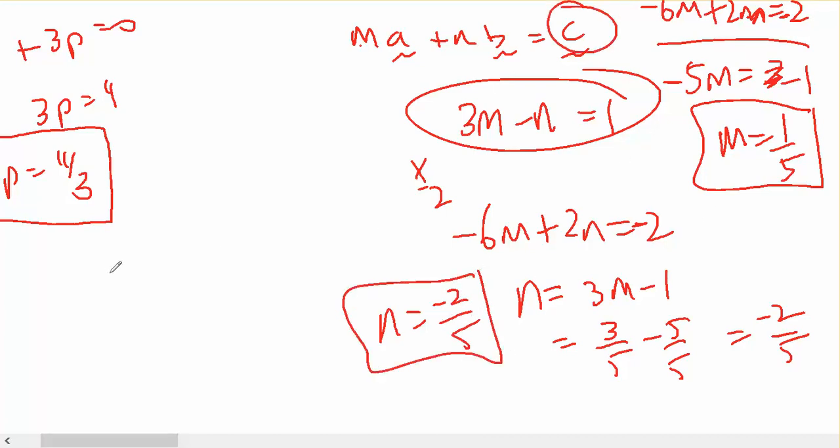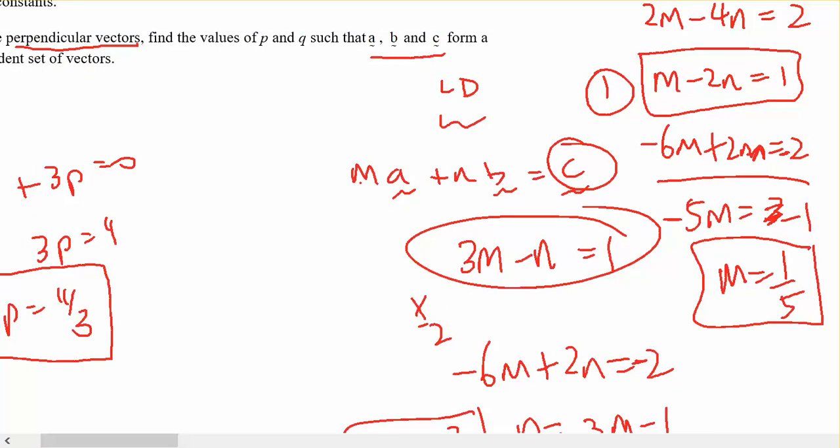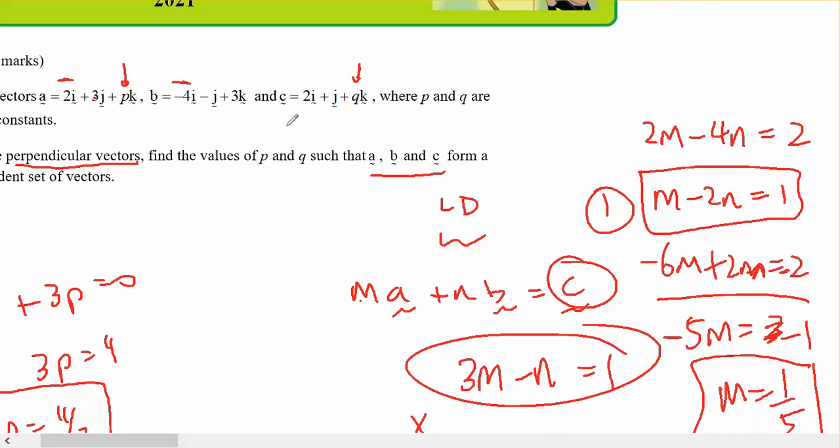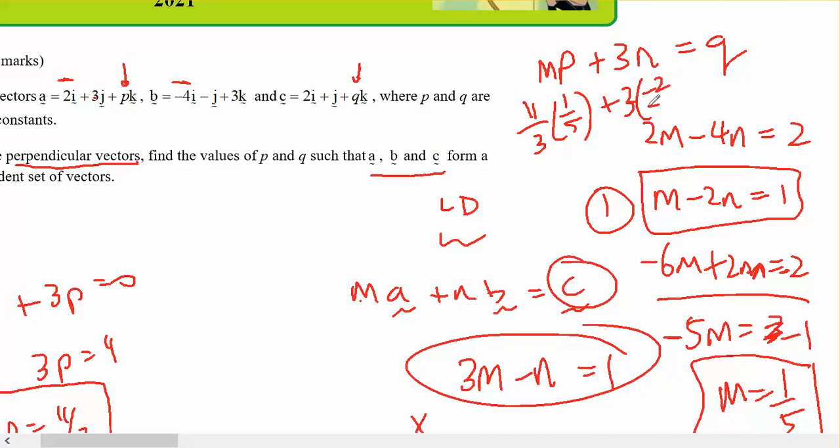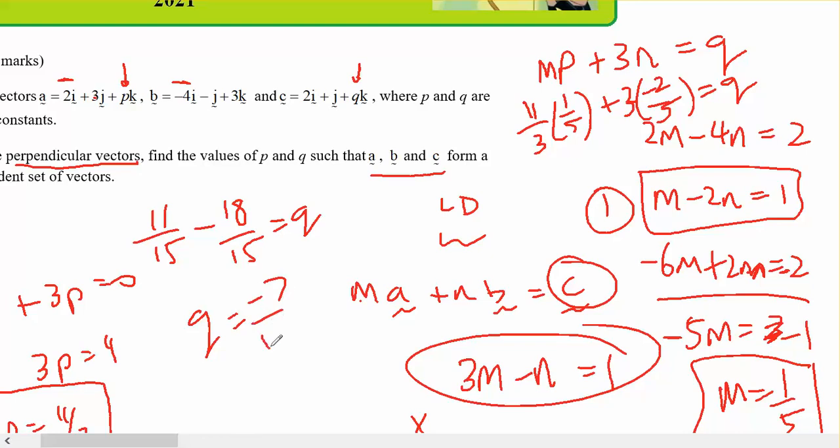And to find out what the last bit is, I'm going to have M times P plus 3 times N equals Q. So 11 thirds times 1/5 plus 3 times minus 2/5 equals Q. So what have I got? I've got 11 on 15 minus 18 on 15 equals Q. Q equals minus 7 on 15.